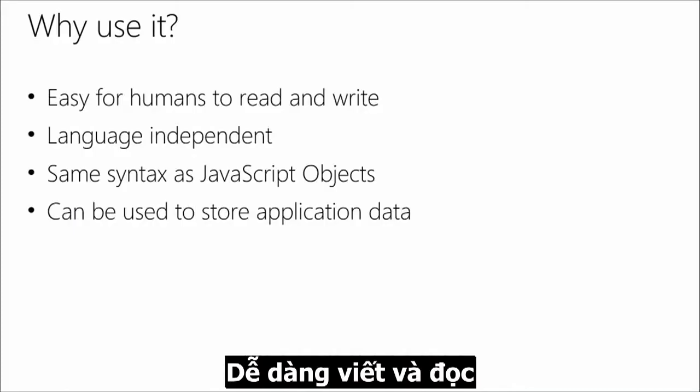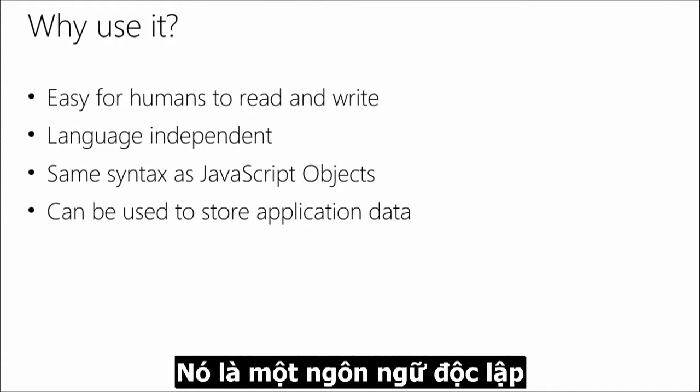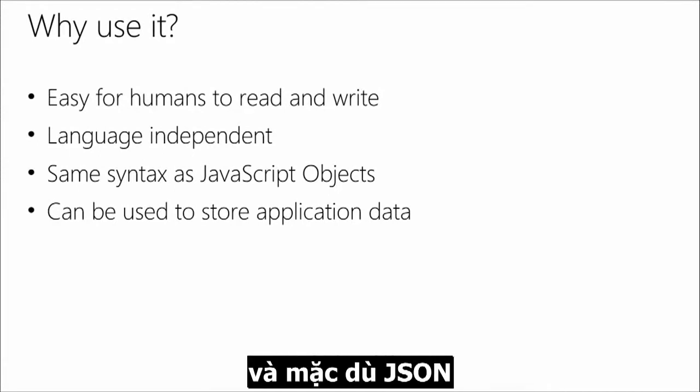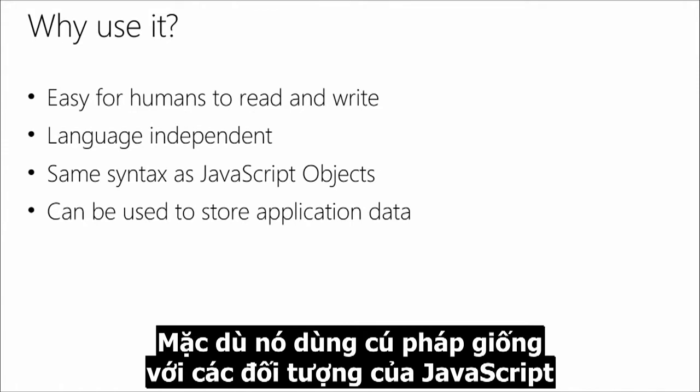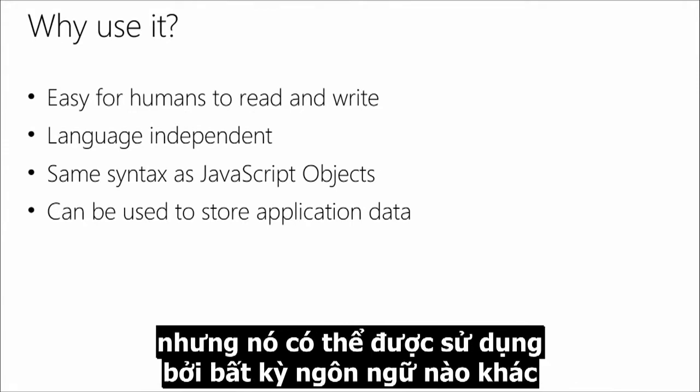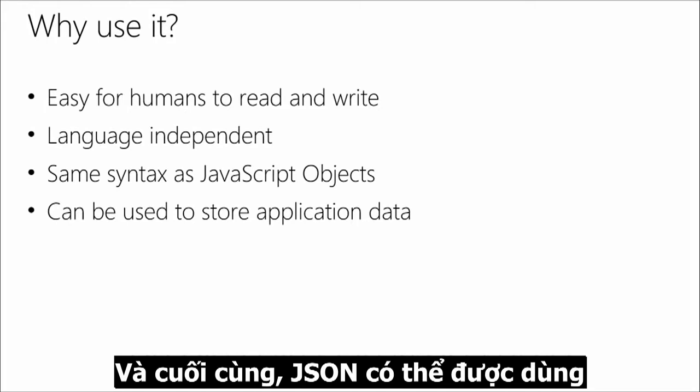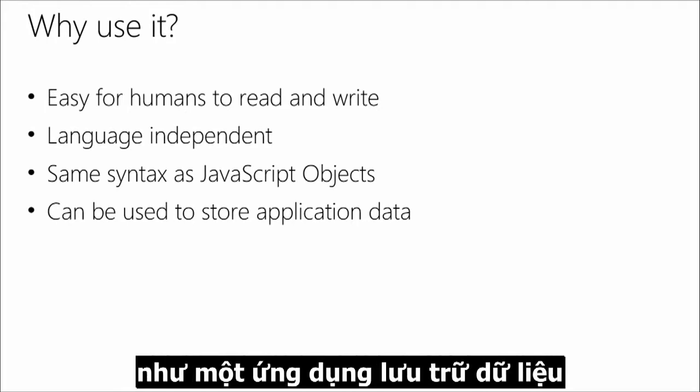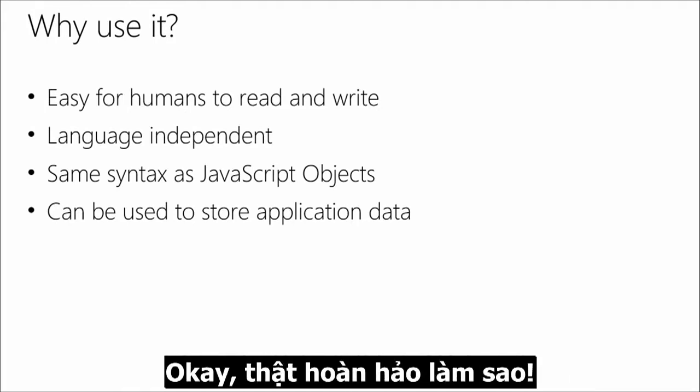All right, perfect. So some other reasons why you should use JSON. Well, first, it's easy for humans to read and write. It's language independent. And although it uses the same syntax as JavaScript objects, it can be used with pretty much any language. And lastly, it can be used as an application storage file. All right, that's perfect.